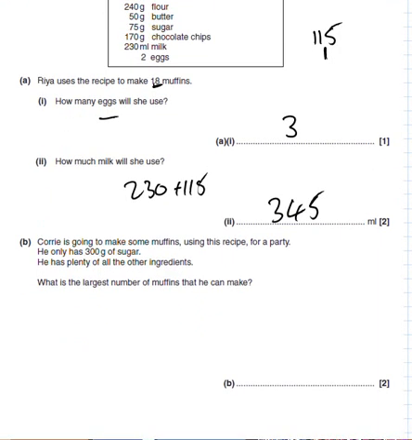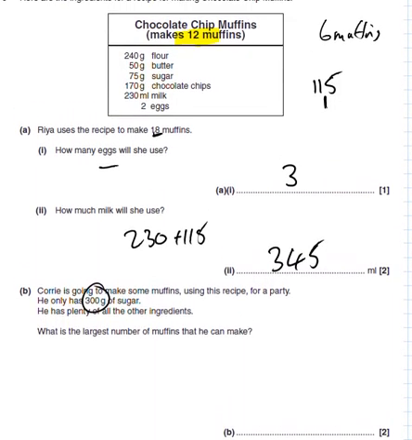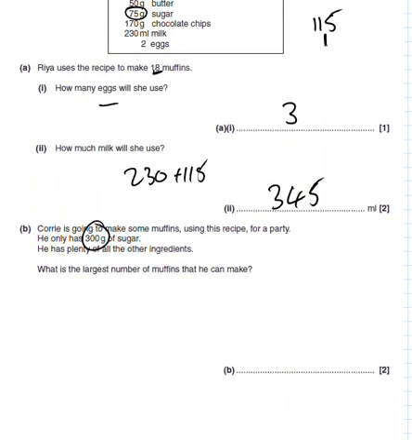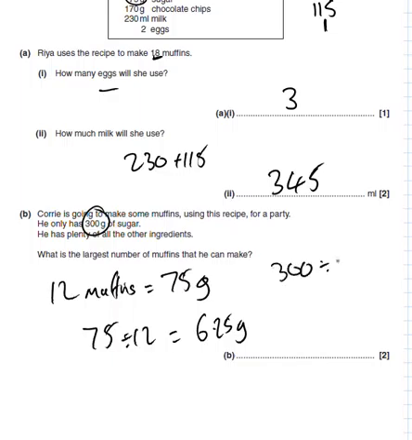Corey's going to make some muffins using this recipe for a party. He only has 300 grams of sugar, plenty of all the other ingredients. What's the largest number of muffins he can make? Well, if you've got sugar here at 75, so for 12 muffins, you need 75 grams of sugar. So if you divide 75 by 12, that will then give you the amount of sugar needed for one muffin, which is 6.25 grams. And if he's got 300 grams, we then divide that by 6.25, which will then give us 48 muffins, and that's the maximum we can make.